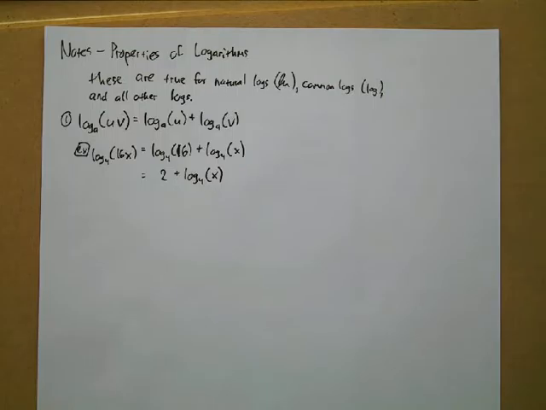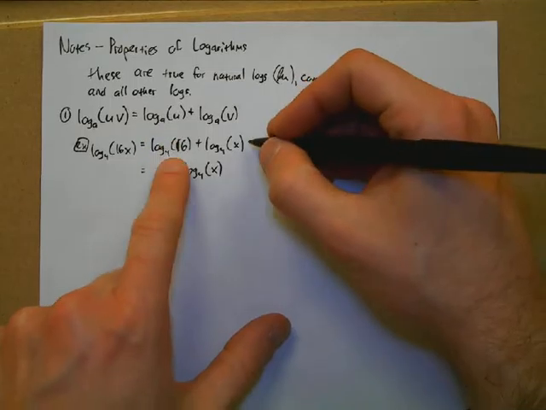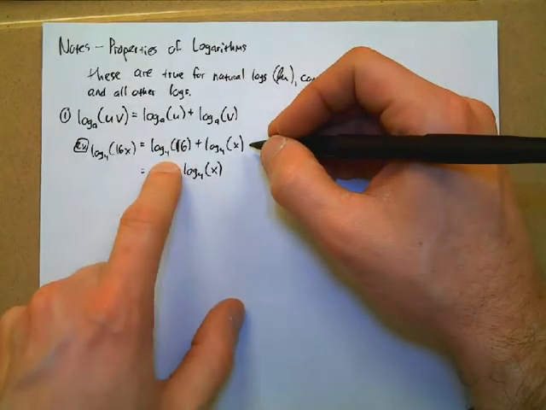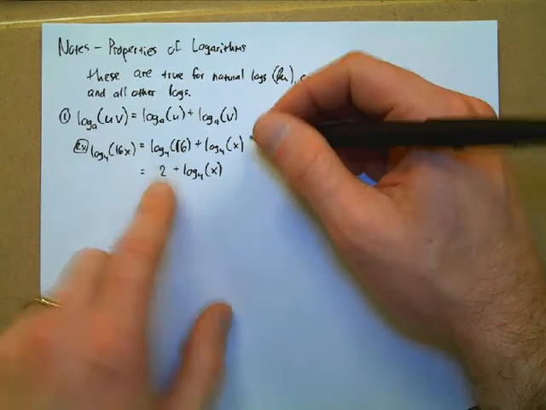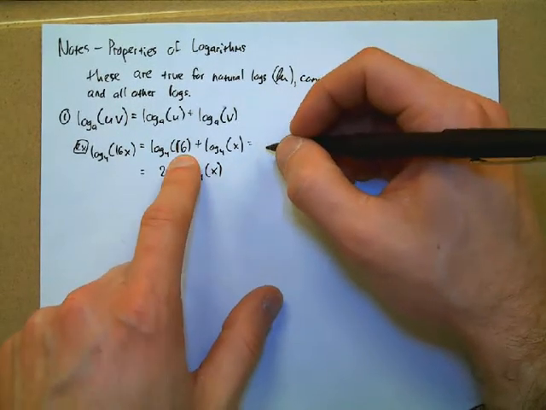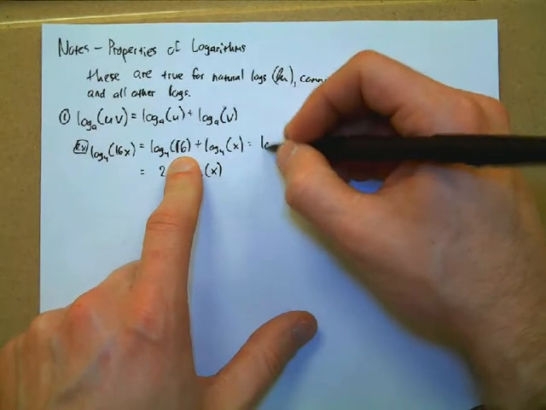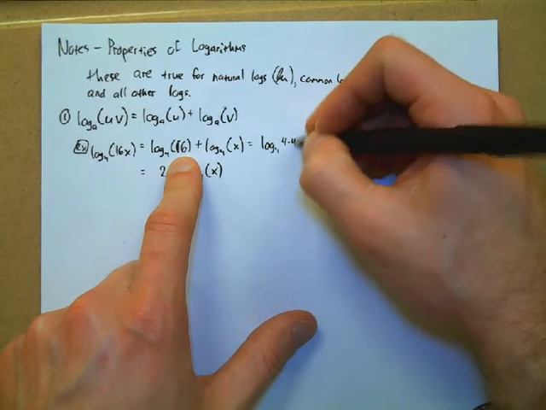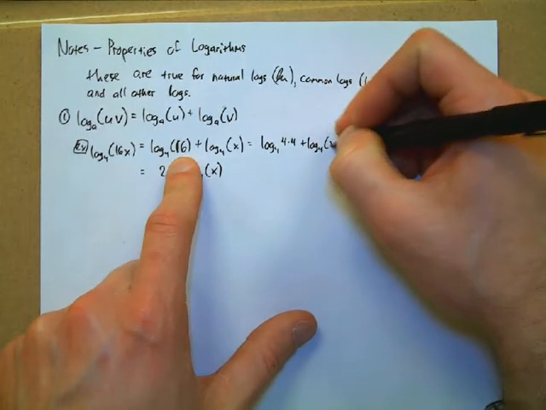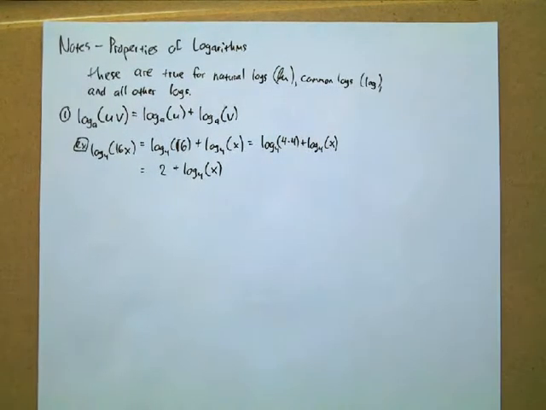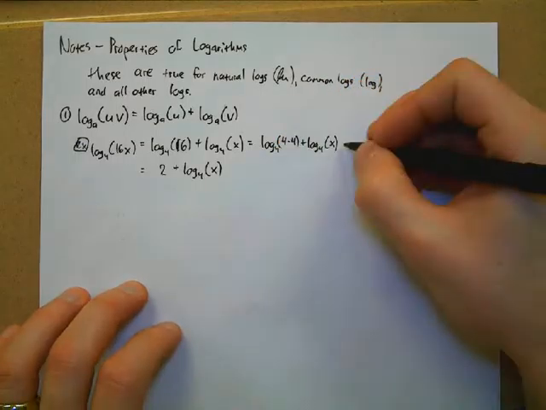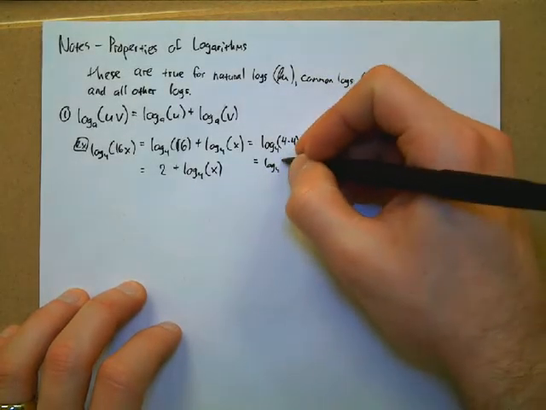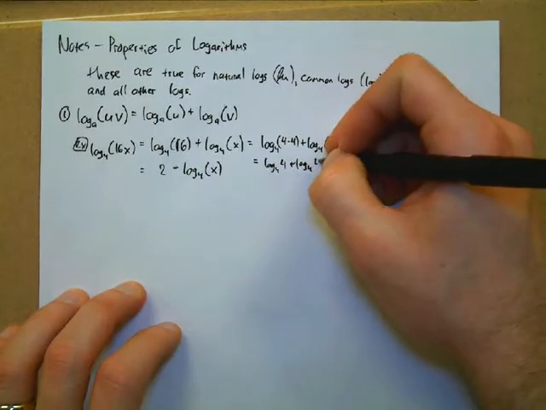Another idea, besides just simplifying log base 4 of 16 being 2, right? Again, 4 to what power gives us 16 will be 2. 4 squared is 16. Alternatively, we could take that 16. 16 is a product of things, right? You could say that's log base 4 of 4 times 4. Isn't that true? All I do is take the 16 and make it 4 times 4. And then again, we have a product inside a logarithm, so I could rewrite that as log base 4 of 4 plus log base 4 of 4 plus log base 4 of x.